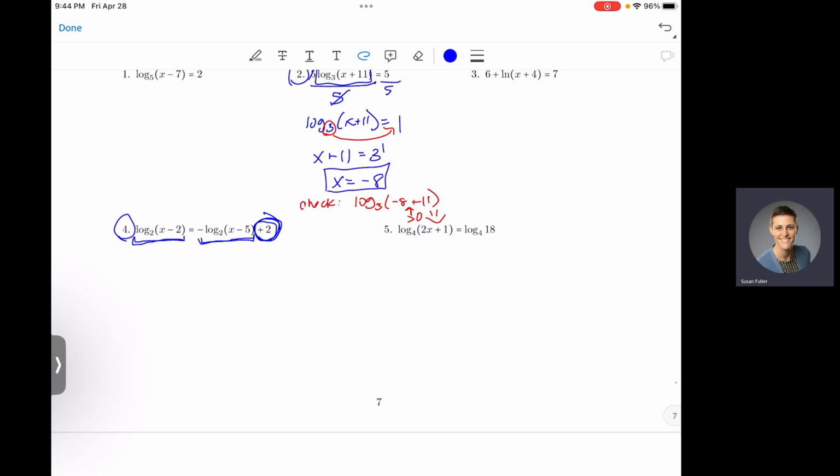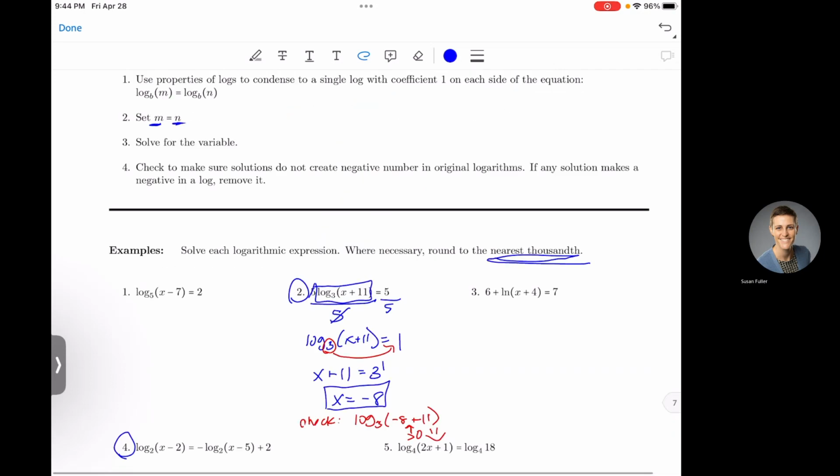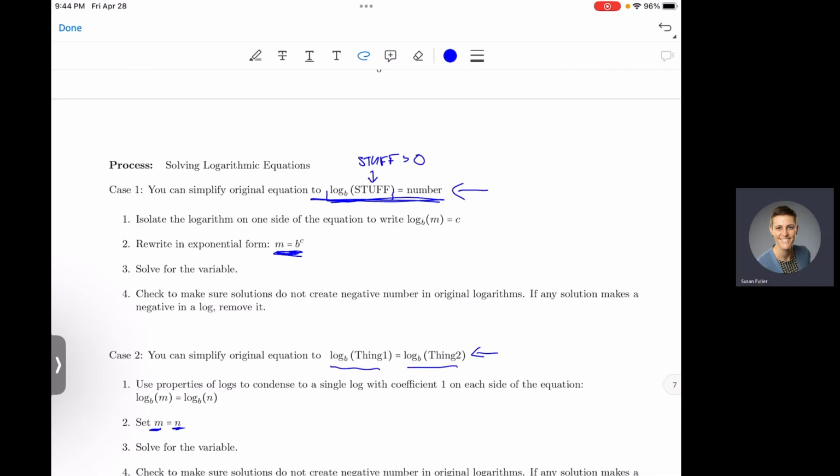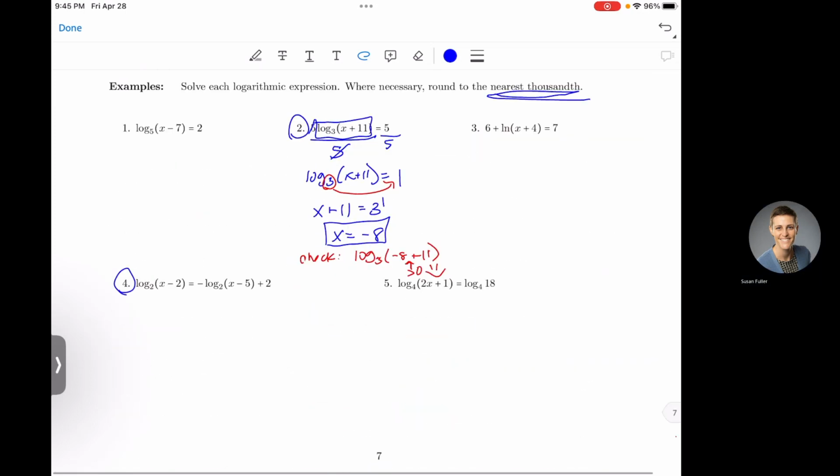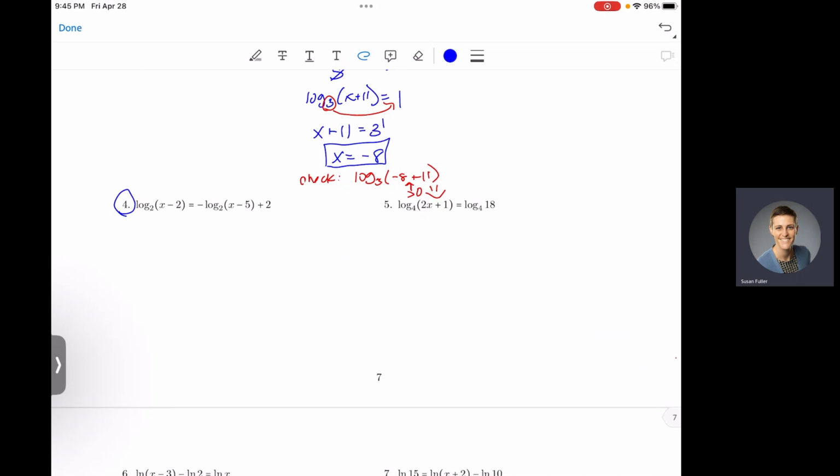Even if we try to move that two over, if we subtract two from both sides, then we're in the same situation where log base 2 of x minus 2 won't be by itself anymore. And that still doesn't work. So we're actually not in case two, we're in case one. So if we're in case one, we need to get a single logarithm on its own on one side of the equation. Well, how do we do that?